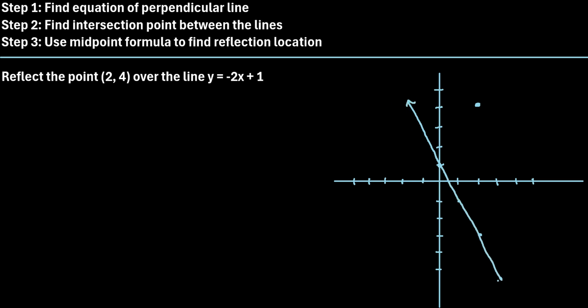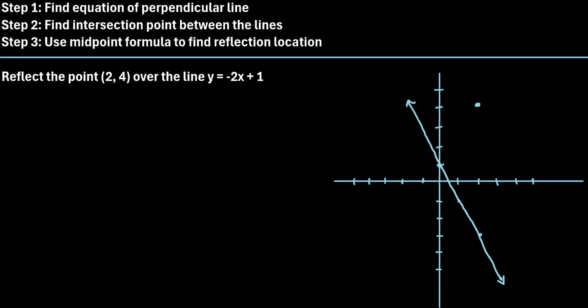So here's our line, and we want to reflect this point right here, (2, 4), over the line, and we want to see where it lands out here. So what are the coordinates that it lands at? The way that we can do that is we can use this three-step process. First, we need to find the equation of the perpendicular line. In other words, we need to find the equation of this line, because what we're ultimately going to do is reflect this point so that it lands somewhere else on this line right here, over here.